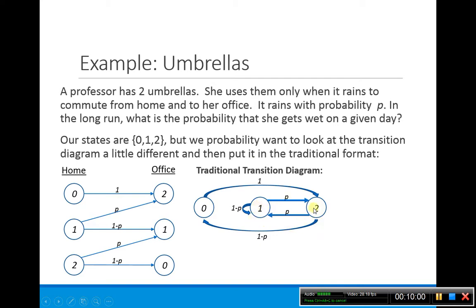here, if I have 2, then if it rains, then I'm going to transition to 1. Otherwise, I'm going to transition to 0. And then here, if I have 1, if it rains, I'm going to transition to 2. Otherwise, I'm going to keep it at 1. So this is how you take this kind of setup and you do your transition diagram. So we have that. We can actually write down a probability matrix. And so here again, we're thinking about this as starting at 0, 1, 2.